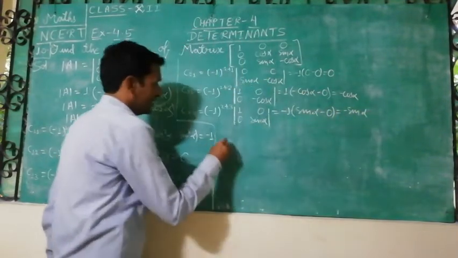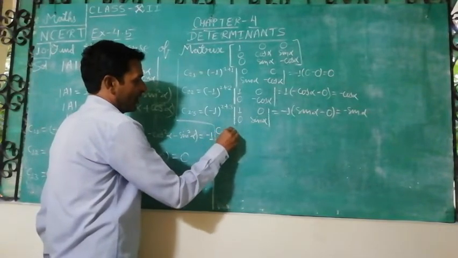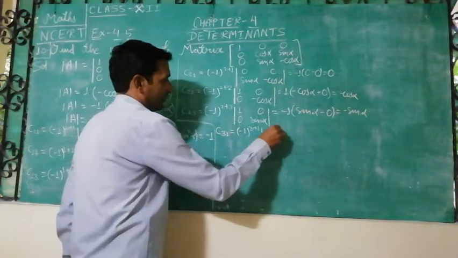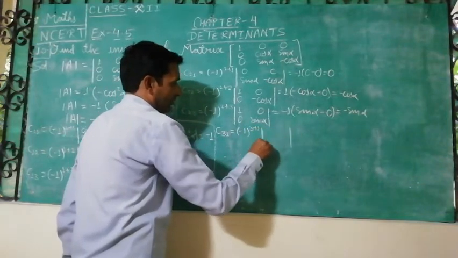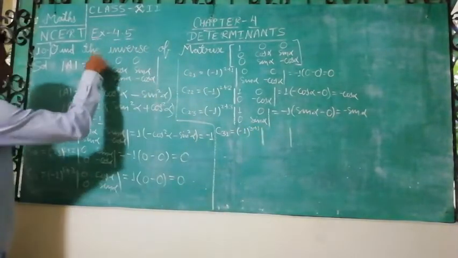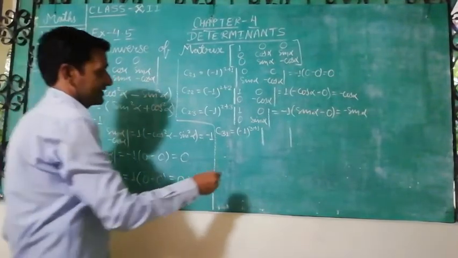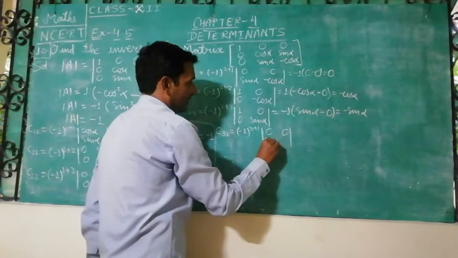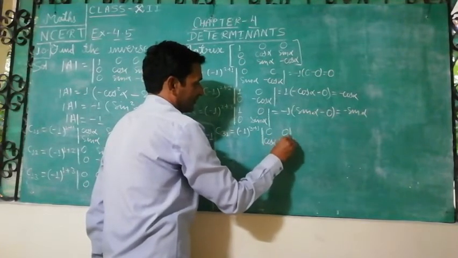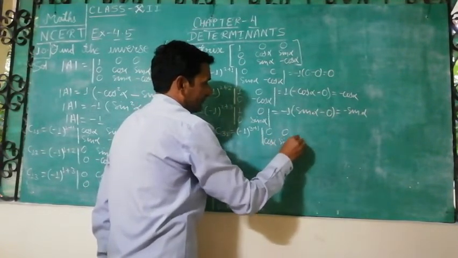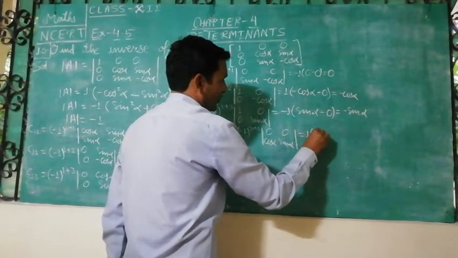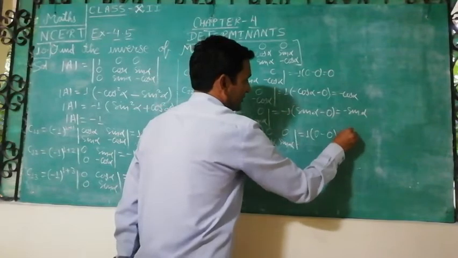Now C31. C31 is equal to what? Minus 1 raised to the power 3 plus 1. Third row, first column eliminated: 0 0, cos alpha sin alpha. So it will be equal to plus 1 and then 0 minus 0. So it will be 0 only.